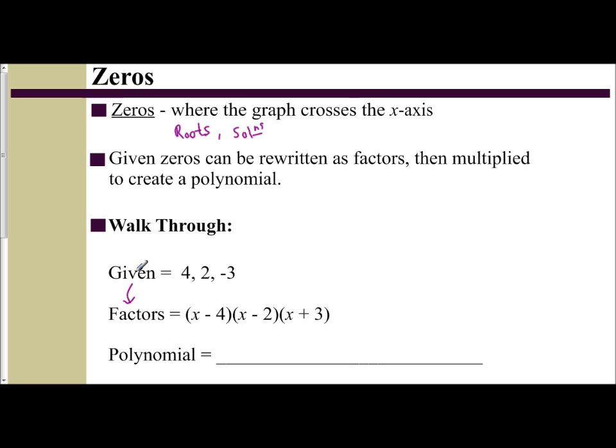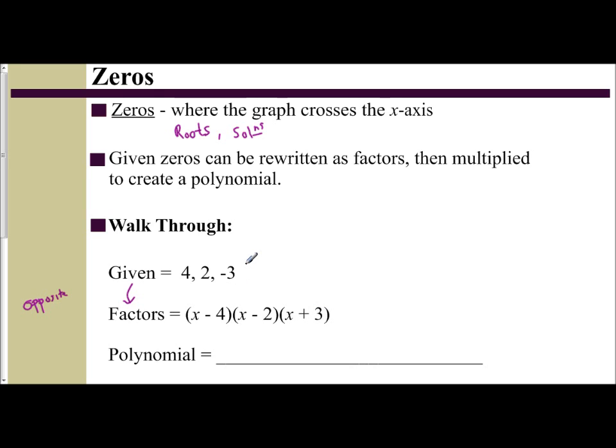So when going from the roots, the zeros, to the factors, you can make the little shortcut, the mental note that it's the opposite of what you see in the factor. You see x minus 4 to get the solution of positive 4. You see x minus 2, get the solution of x positive 2. X plus 3, solution of -3.